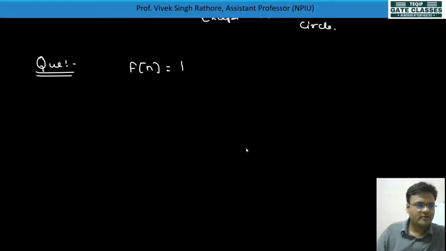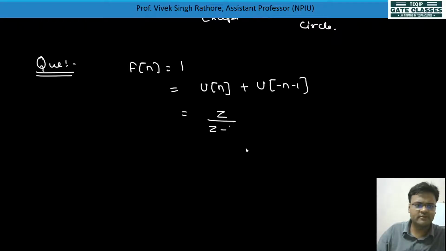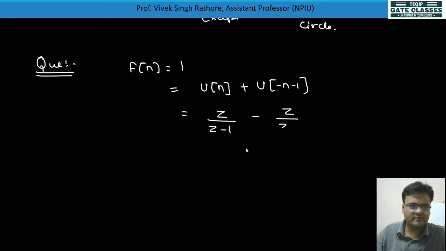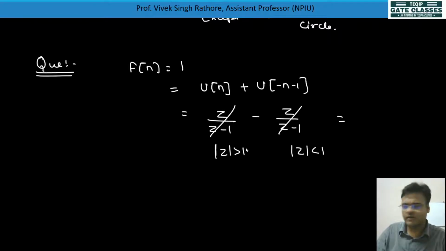See, 1 can be written as u of n plus u of minus n minus 1. The Z transform of u of n is nothing but z by z minus 1, right? And here it is minus z by z minus 1, but its ROC is greater than 1, and its ROC is less than 1, right? But see, the values get cancelled and the value is 0.